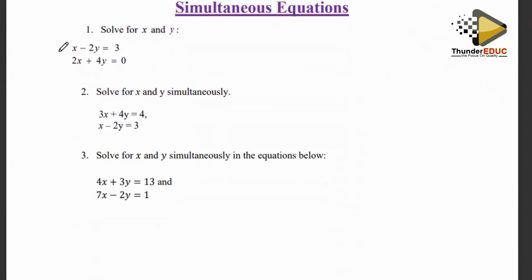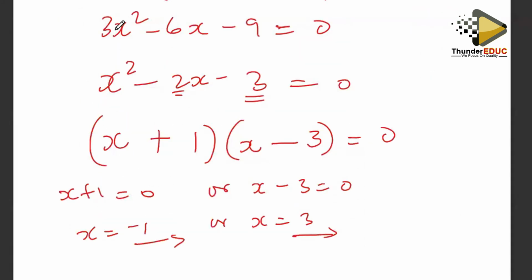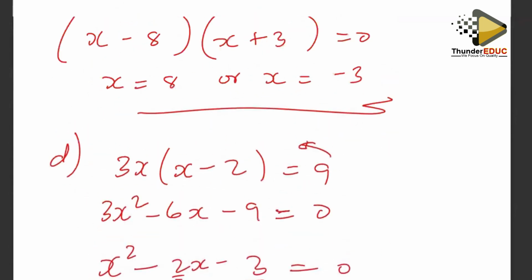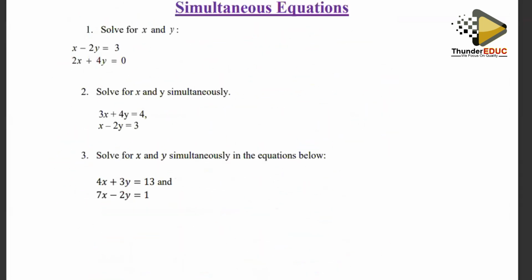Then next we have the simultaneous equations. Now, the word simultaneous simply means that we're dealing with equations that have the same unknowns. And the typical unknowns, let's say the x's will have the same value, and then the y's will have the same value, or the t's or the r's will have the same value. So equations that have the same values for fixed unknowns.